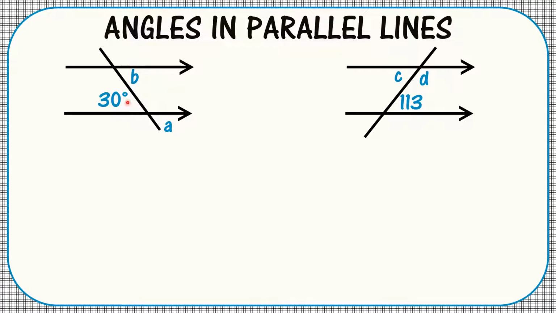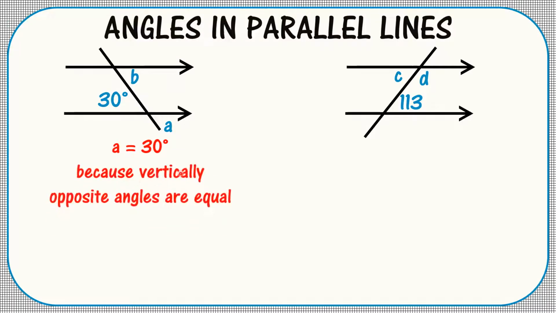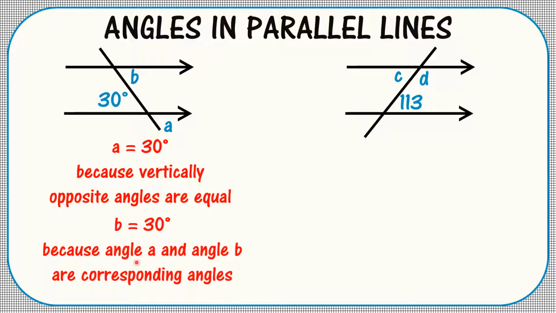So we have these parallel lines and we have a line that goes through them. We're trying to find the value of a. a is equal to 30 degrees because vertically opposite angles are equal. For the value of b, b is also equal to 30 because angle a and angle b are corresponding angles.